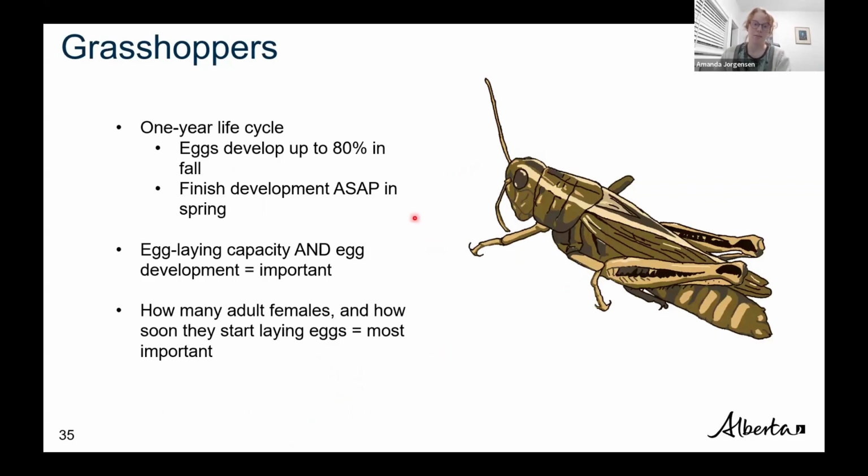For our other species that have a 1-year life cycle, because those eggs can develop up to 80% in the fall, and get that head start on their development in the spring, both that egg laying capacity and the egg development in the fall are important in determining how early and how many grasshoppers we see. So really how many adult females and how soon they start laying eggs is really the most important thing. Previous research has shown that the earlier those females can start laying eggs, the more eggs they lay, and a lot of them will continue laying eggs until we get to a hard frost.